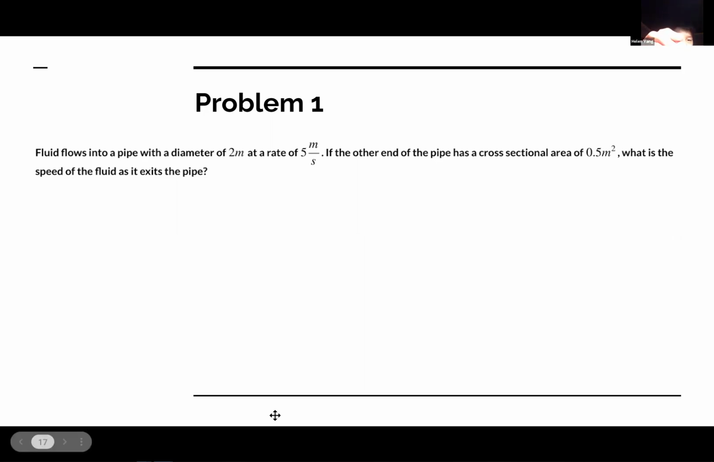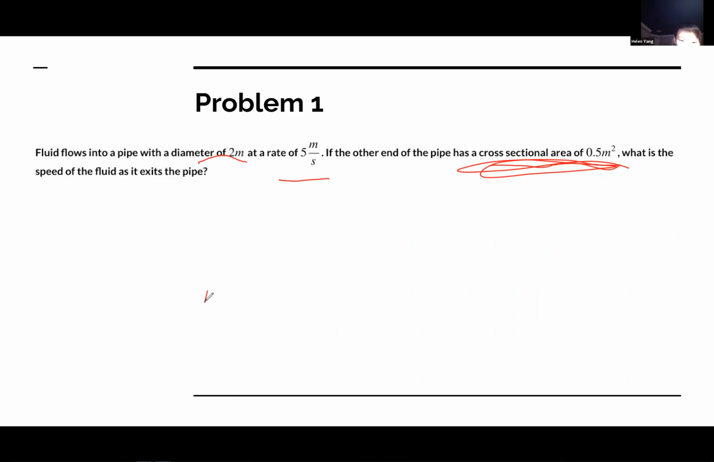Okay, so for question 1, it says a fluid flows into a pipe with a diameter of 2 meters at a rate of 5 meters per second. If the other end of the pipe has a cross-sectional area of 0.5 meters squared, what is the speed of the fluid as it exits the pipe? So you would need to use the continuity equation.